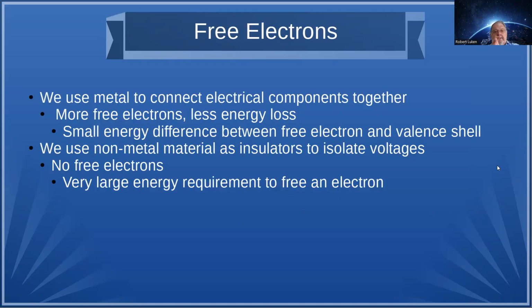Okay, so we tend to use metals because they can conduct charges and energy. And depending on the metal, like silver, there is very little energy loss that gets converted to heat. And we tend to use the non-metal materials as insulators to separate conductors so we can control the path of electrons.